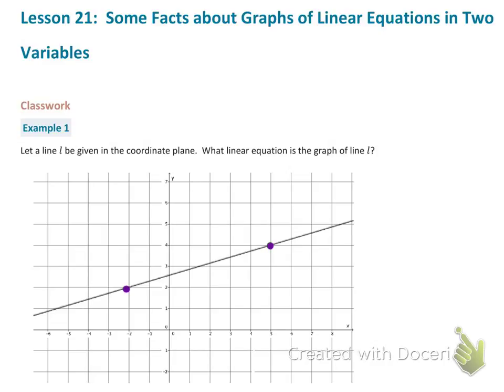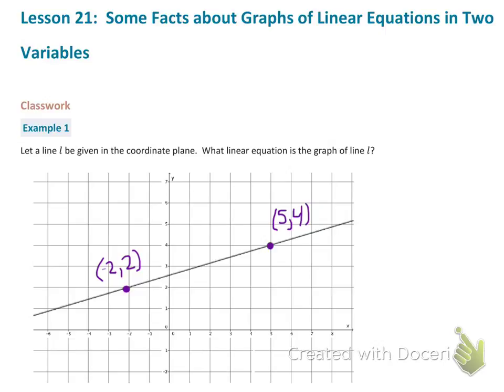Okay, so let's record the coordinates of those points. We have the point (5, 4) and we have the point (-2, 2). So we have those 2 points, and what we want to do is start by finding the slope of this line.